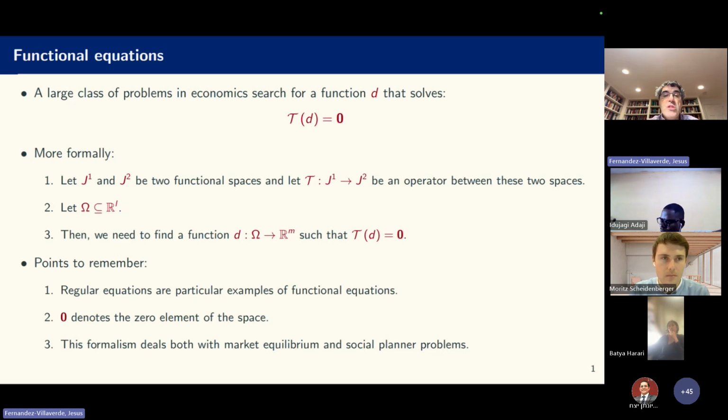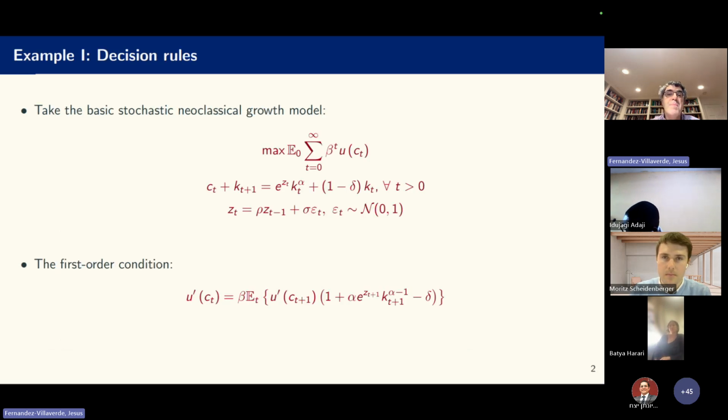As I was saying, this is a very, very general formalism that allows us to deal both with the case where we are interested in solving the market equilibrium or when we are interested in solving the social planner's problem. Let me illustrate this point. So take, for instance, the very basic stochastic neoclassical growth model, and I'm going to work already directly with the social planner's formulation.